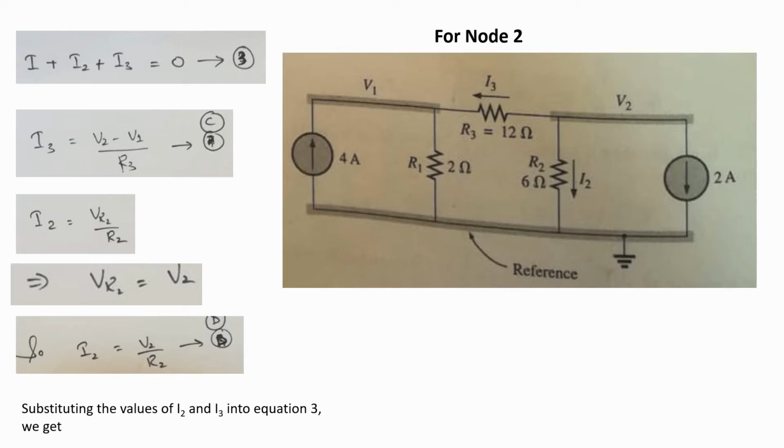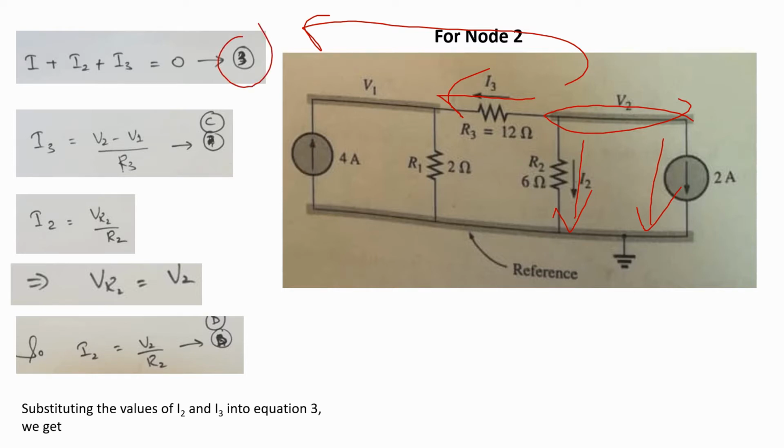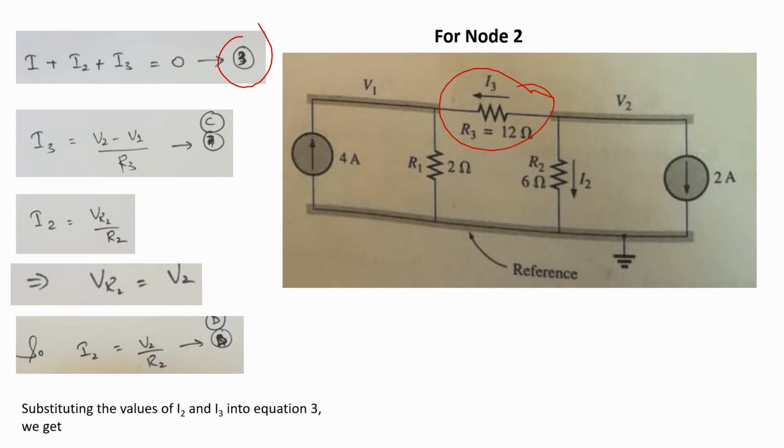Now we apply KCL to that node. You will see that I is leaving the node, I2 is leaving the node, and I3 is leaving the node. So we can write the KCL equation as I plus I2 plus I3 is equal to 0, which is equation number 3. Now we have to find the values of I3 and I2. From the figure, you will see that the value of I3 is basically equal to VR3 divided by R3. Now what is VR3?